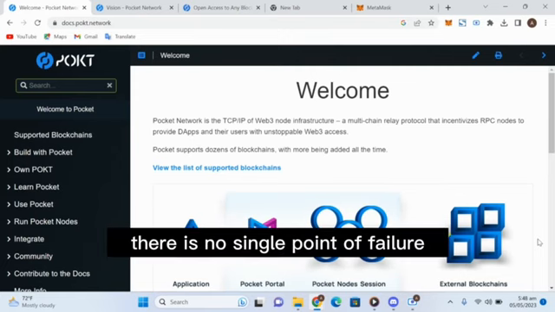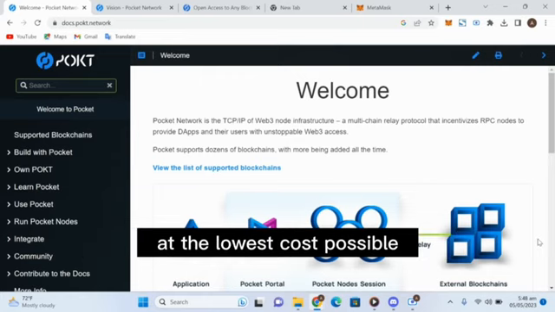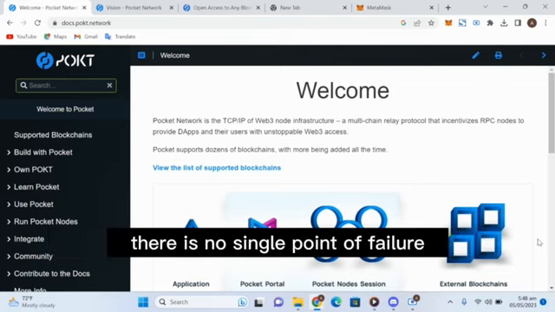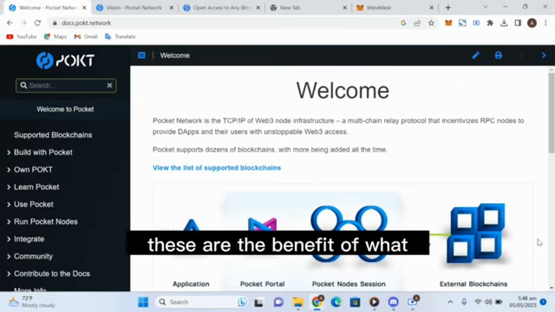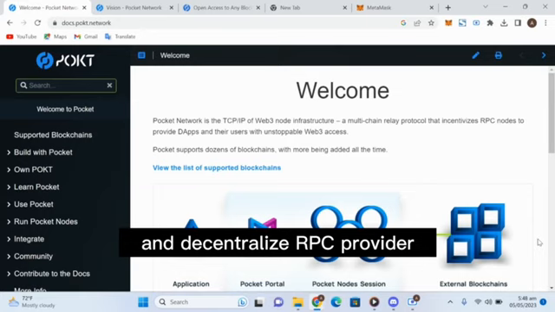It will never experience that because they are a decentralized RPC provider. There is no single point of failure. You will be operating your application at the lowest cost possible. You will have an edge over your competitors. These are the benefits of using a decentralized RPC provider.